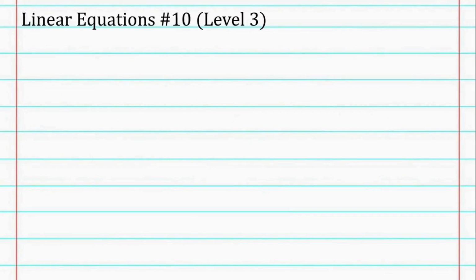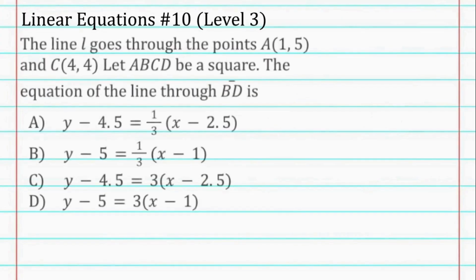Today we're going to do a problem involving linear equations, which is really tough unless you know what you're doing. The line L goes through the points A at (1, 5) and C at (4, 4). Let ABCD be a square. The equation of the line through the segment BD is which of the following?